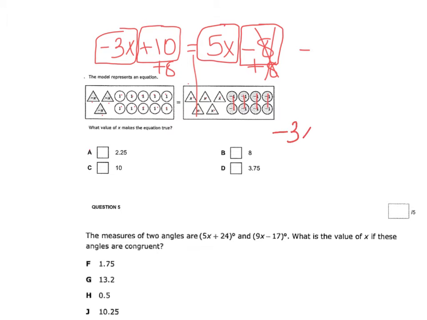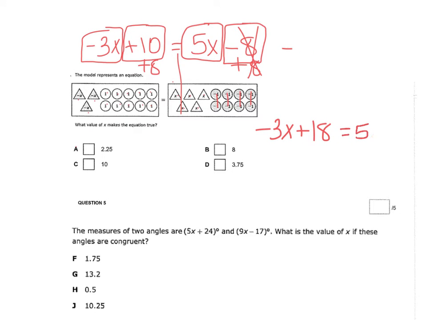I've got negative 3x. I'm going to add 8 to 10, so that's positive 18 equals 5x. Okay, and then from here it's just a 2-step problem. The only thing you can move is this negative 3x, so do the opposite.